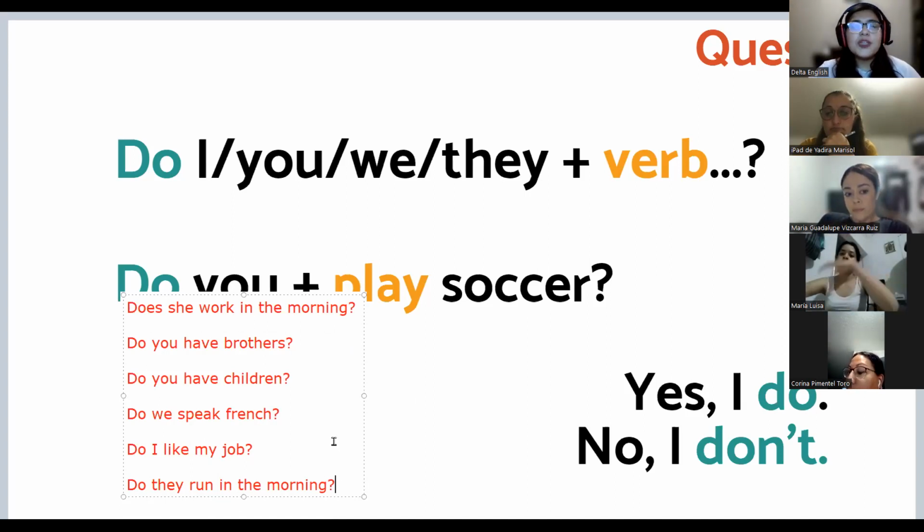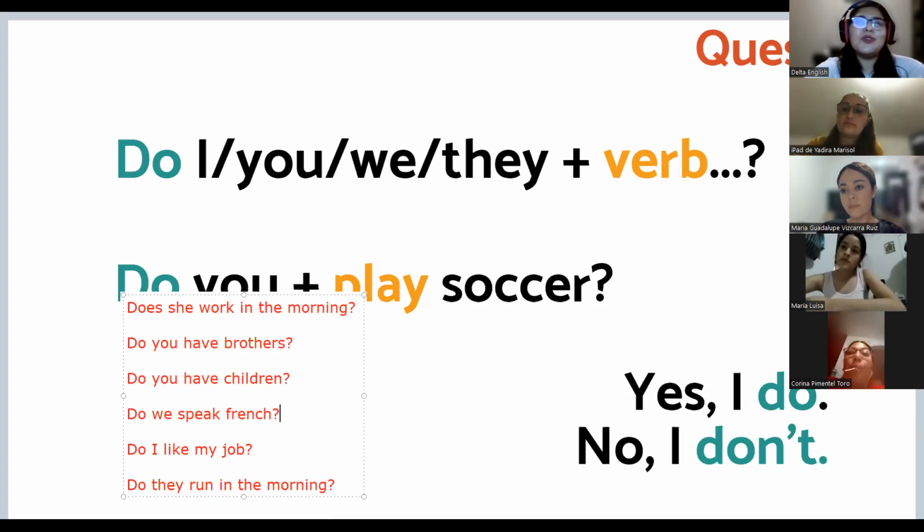La respuesta, chicos, va a variar de a quién o sobre quién estoy haciendo la pregunta. Por ejemplo, si yo les pregunto, do we speak French? Y ustedes me contestan, yes, I do. Is that okay?